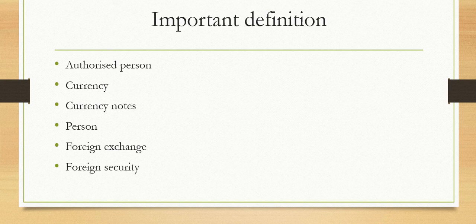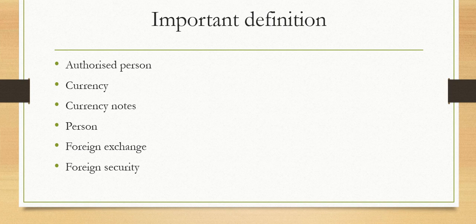There are important definitions under the Act. The first one is authorized person. So, who is an authorized person? He is an authorized dealer or a money changer, or any other person for the time being authorized under the section, who deals with foreign exchange or foreign securities.